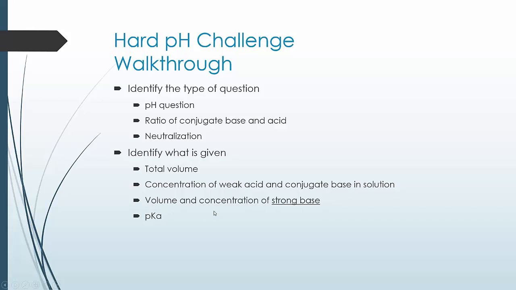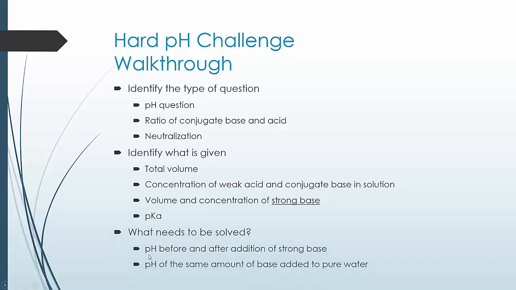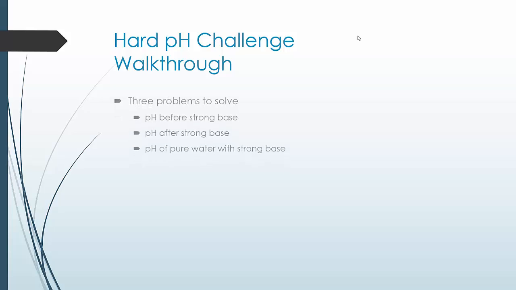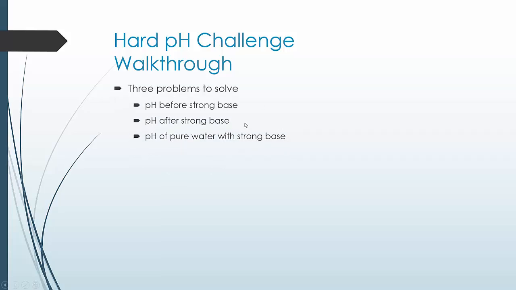So we're going to have to solve that. And the pKa would be given for formic acid. Remember, the conjugate base of formic acid is going to be formate. So what needs to be solved? Well, as mentioned already, there are basically 3 things we need to solve: pH before and after addition of the strong base, and pH of the same amount of base added to pure water. Okay, so what is it we need to do?